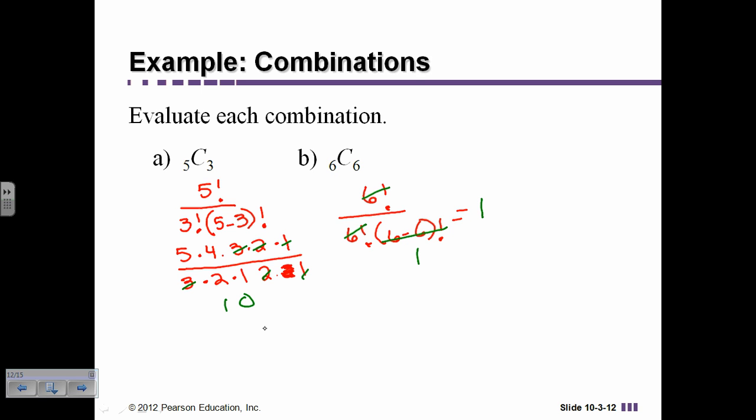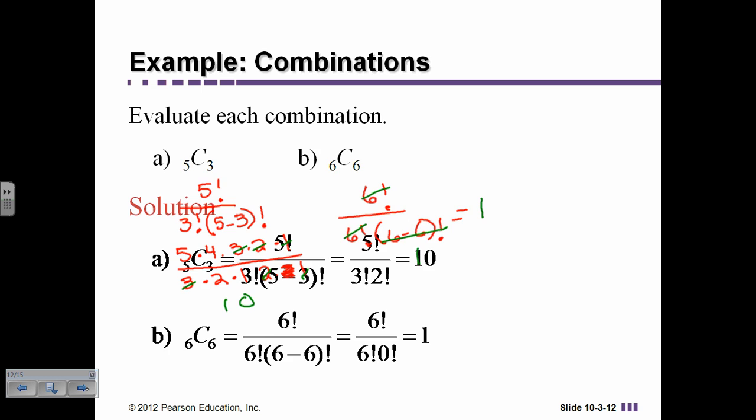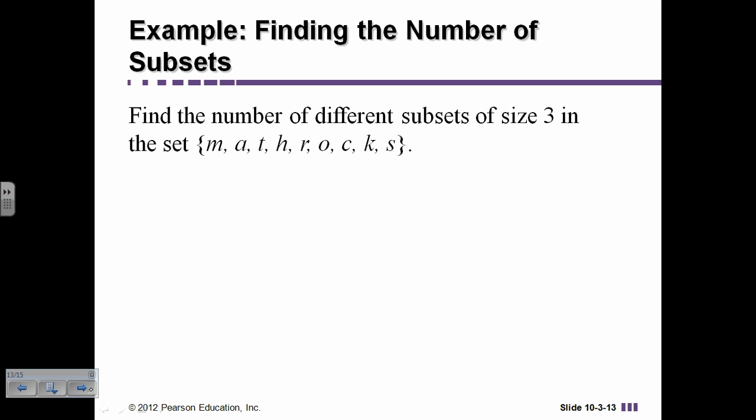So again, you'll notice that these two numbers are smaller values than the permutations because we have to eliminate that overlap. We have to eliminate the extra values in the permutation. So here we have another example. Find the number of different subsets of size 3 in this set.